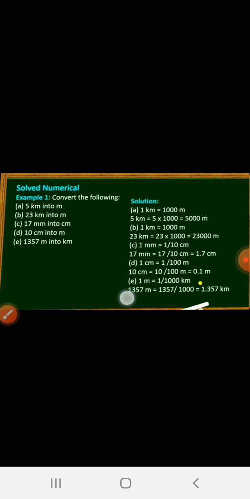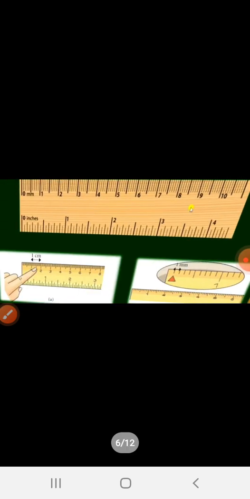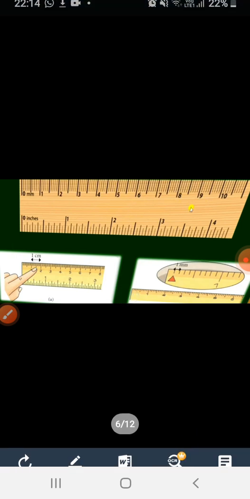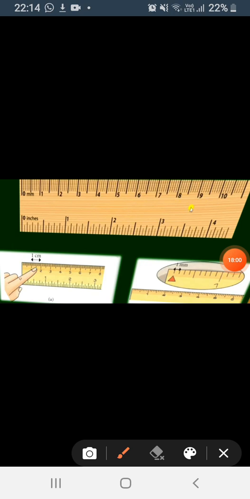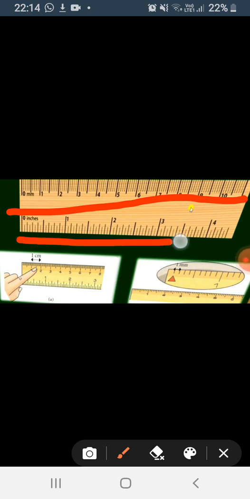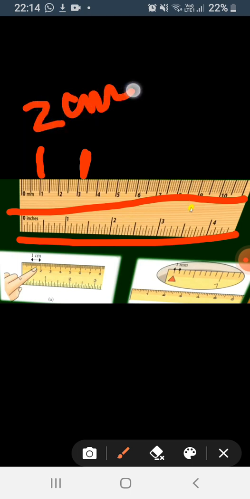So I hope up till here the chapter is clear to you. Now you all know how to read the scale. If you see the scale, this top line is given in millimeter and this bottom is given in inches. Now if you measure from 1 to 3, that will be your 2 centimeter.